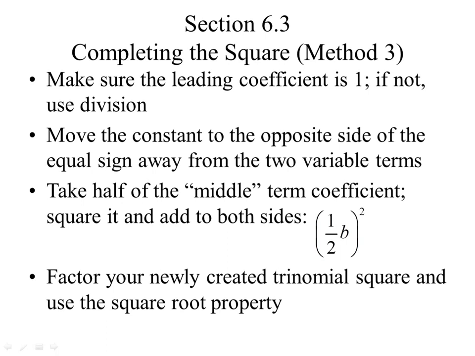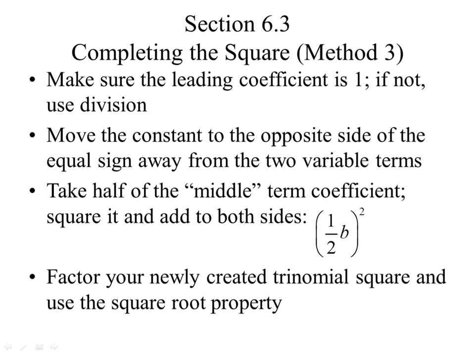So for example, number 13. If on number 13, that's the one that's over there on the board, I asked you to solve it by completing the square, the very first thing you would have to do is divide 2x squared by 2, 19x by 2, and 24 by 2, and of course 0 by 2. You would have to divide everything by 2. Your leading coefficient has to be 1 before you complete the square.